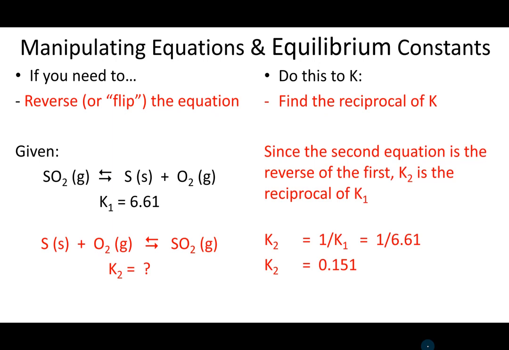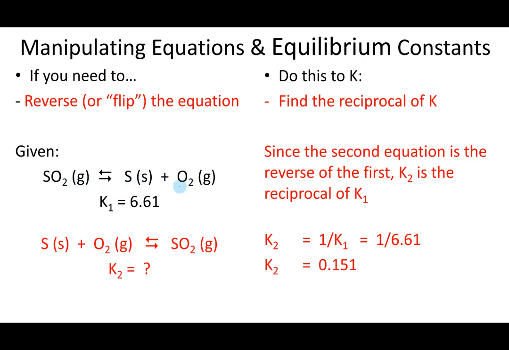So one of the ways that we can manipulate a reaction equation is by reversing it or flipping it, making the products the reactants and the reactants the products. In this first example, you see that sulfur dioxide is decomposing into sulfur and oxygen. That's the black equation here, what I'm calling reaction 1. It's a gas, a solid, and a gas.